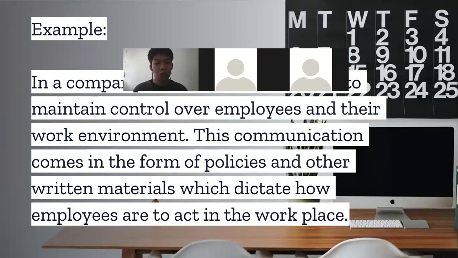for example, in school, the student handbook. It comprises the policies of the school, how the students should act, how the students should behave, and what will be the consequences when the students deviate from those policies indicated in the student handbook. That's an example of control or regulation.